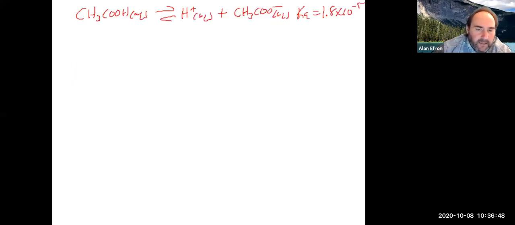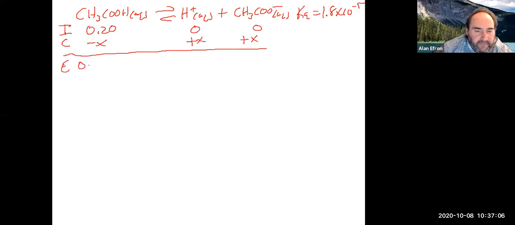Yes. All right, so like normal, this is just a regular old Ka value like we've been doing here. So we're going to start with 0.2. It's going to be 0 and 0. Change is going to be minus x, plus x, plus x. It's going to give us at equilibrium 0.2 minus x, x, and x. Any question on the ICE table? So just like the ICE tables we've done previously for weak acids.